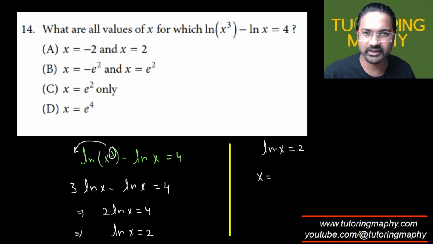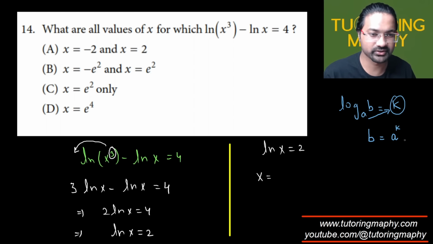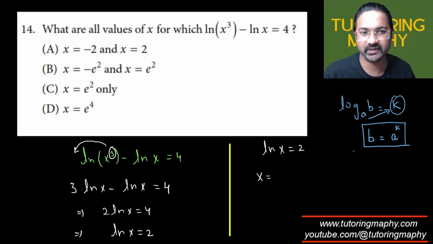So how do we take that anti-log? How do we isolate x? Just to apprise you, if I have log of a with base b is equal to some constant k, and if you want to isolate this b, so this b remains as it is, this a is thrown over on the other side in such a way that this k comes to its power. This is how we isolate b.